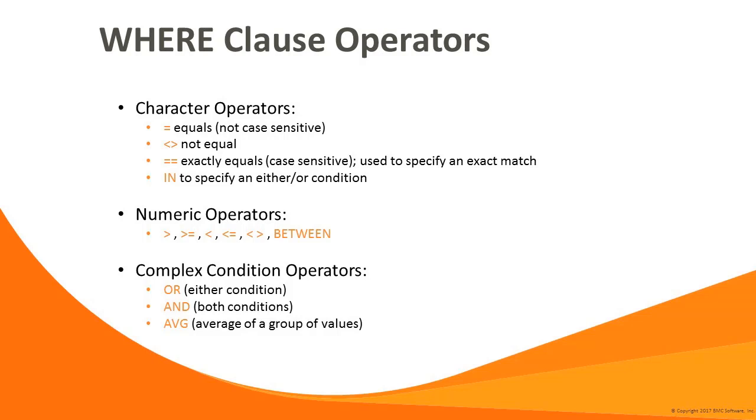The usual numeric operators are available. Where clauses support the use of the between operator. And conditions can be joined using the and or or operations. There is also an AVG operation, but that's rarely used. Let's take a look at some examples of where clauses.